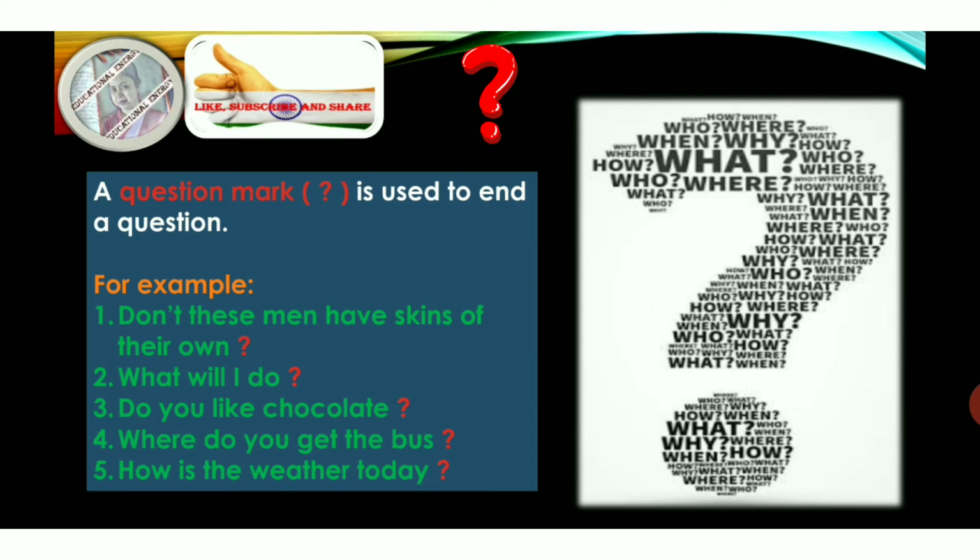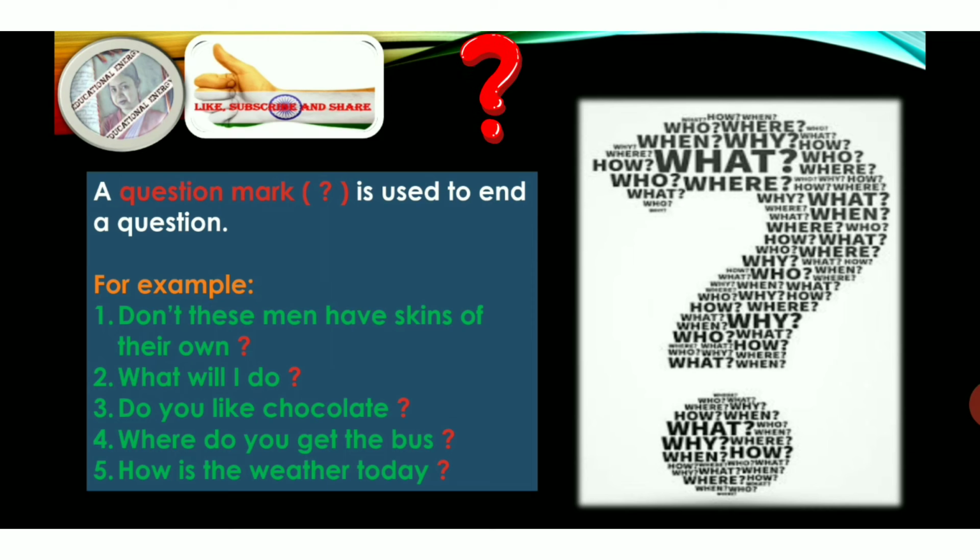So for example: Don't these men have skins of their own? The second one is: What will I do? These are types of questions. These sentences are like questions. So we should use a question mark at the end of each such sentence. You can notice that in red color there are the question marks.